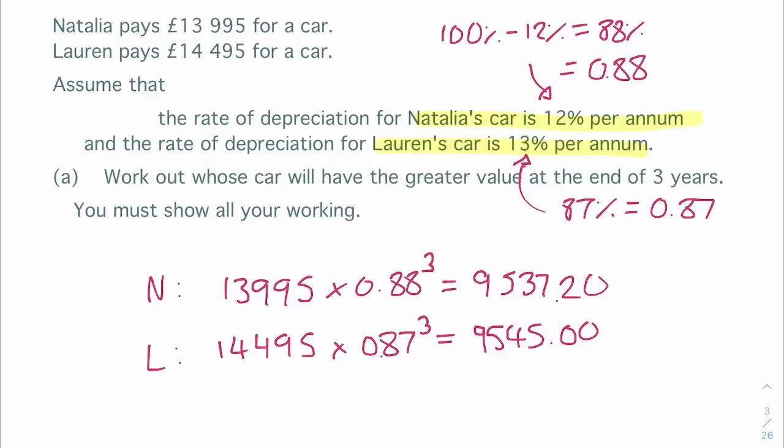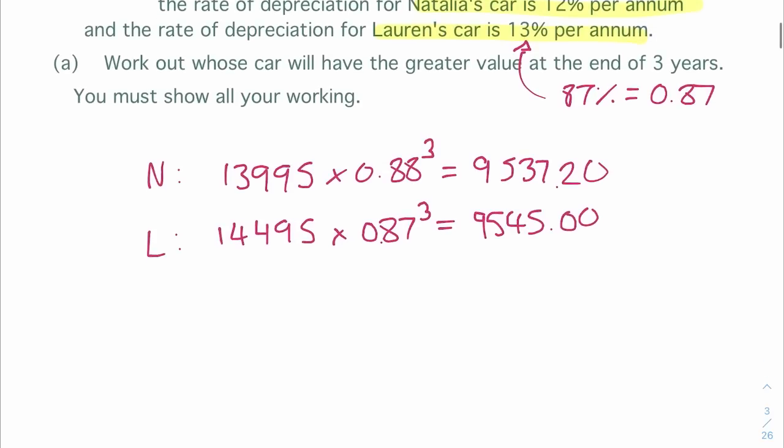So if we have a look, the question said whose car has the greater value at the end of 3 years. Natalia's car was £9,537 and Lauren's is £9,545, so that 45 is just that little bit bigger. So we would say Lauren's car has the greater value, okay? Obviously I'd write a full sentence there, but Lauren's car has the greater value, and you've got your working out nicely backed up there to show that this one is the larger number.